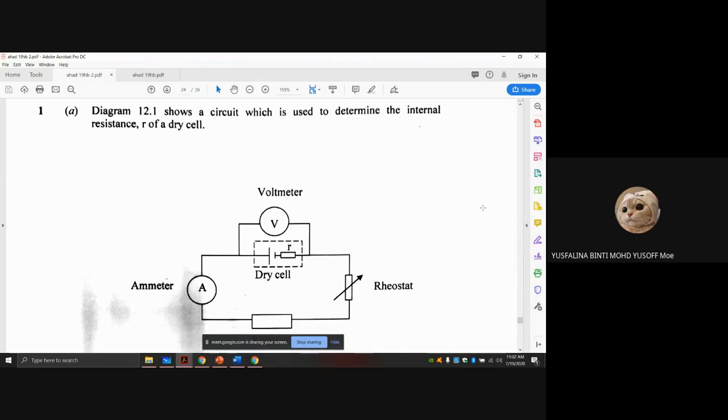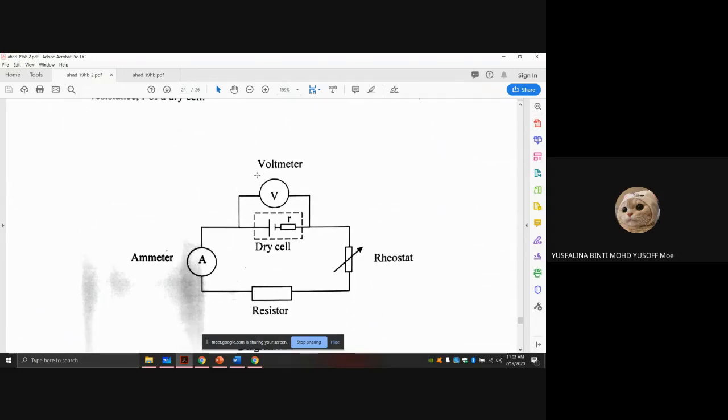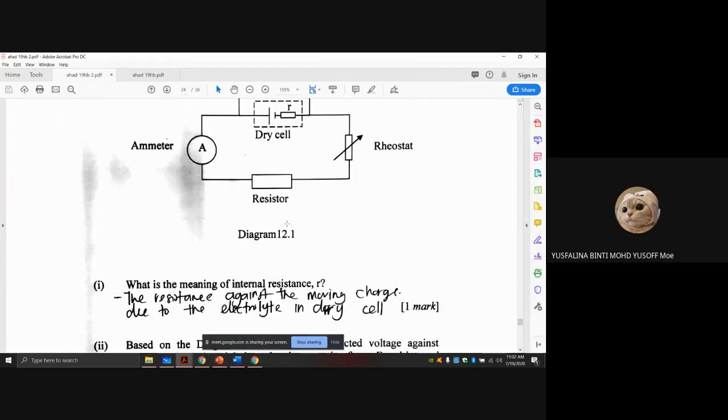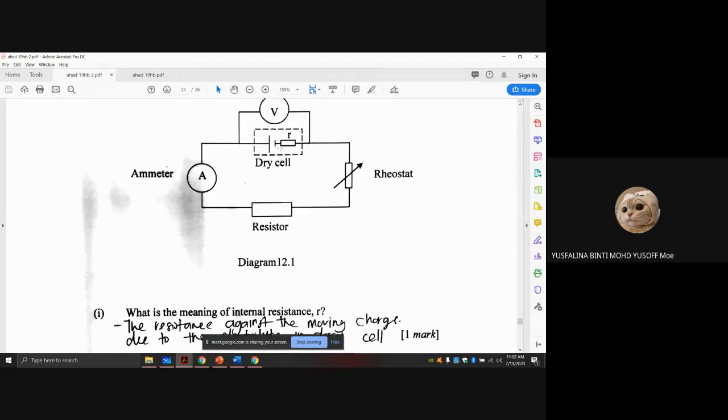So this is the electricity chapter. Diagram 12.1 shows a circuit which is used to determine the internal resistance R of a dry cell. You can see the voltmeter is parallel with the dry cell. The first question is, what is the meaning of internal resistance? Internal resistance R means the resistance inside the dry cell.